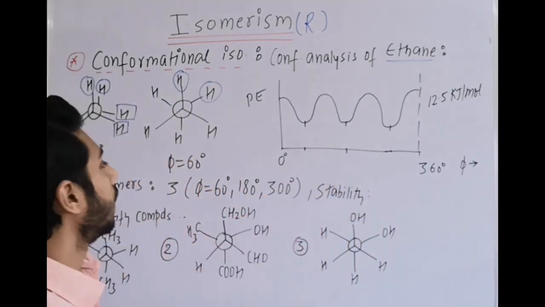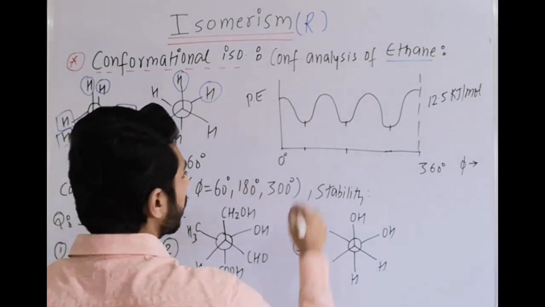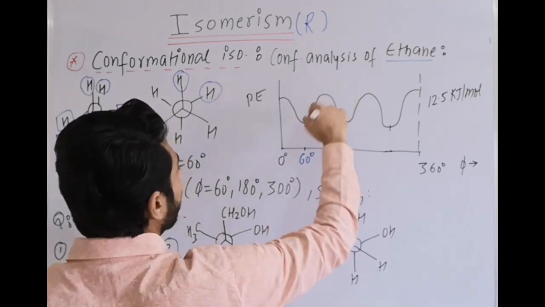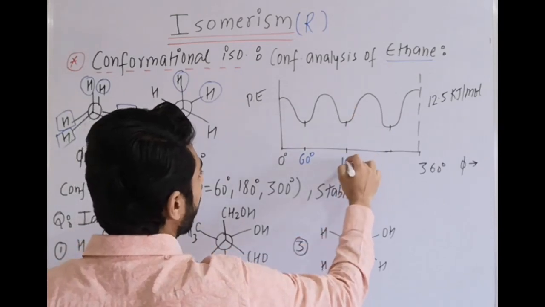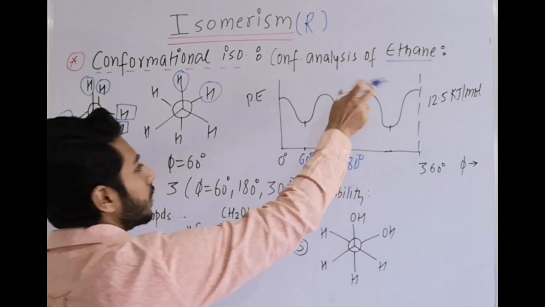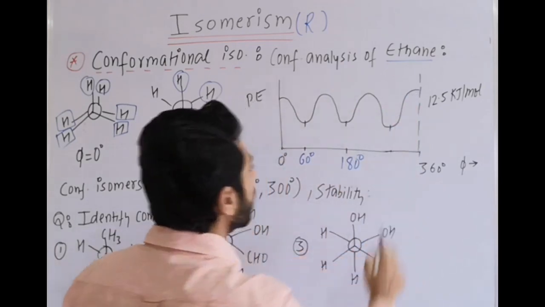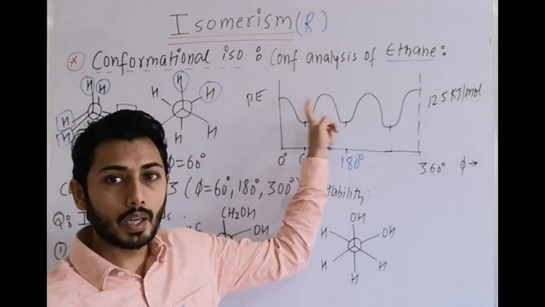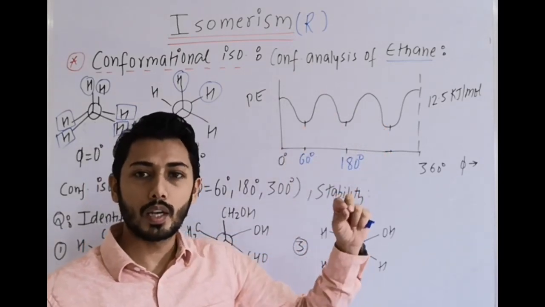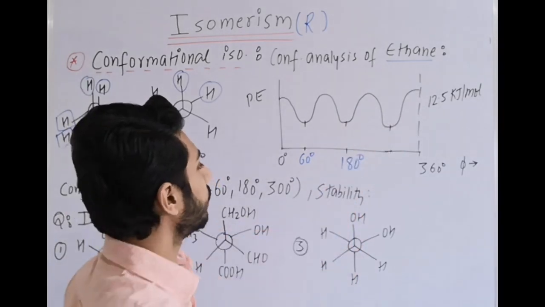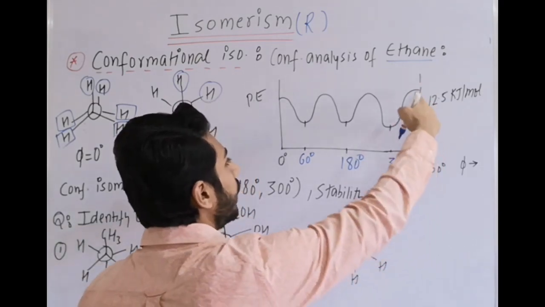So in this case, at 0 if this is the energy, at 60 degree it is stable, this is a staggered form. Then again high because of eclipsed form at 120. Then again 60 degree added, this is 180 degree. Again 60 degree rotate, it will go to 240 degree, which is again maximum in the strain. Now all eclipsed forms have the same energies, and all staggered forms have the same energy. Why? Because all groups are same, that is hydrogen. Then further it becomes 300 degree, and then finally again it is 360 degree.